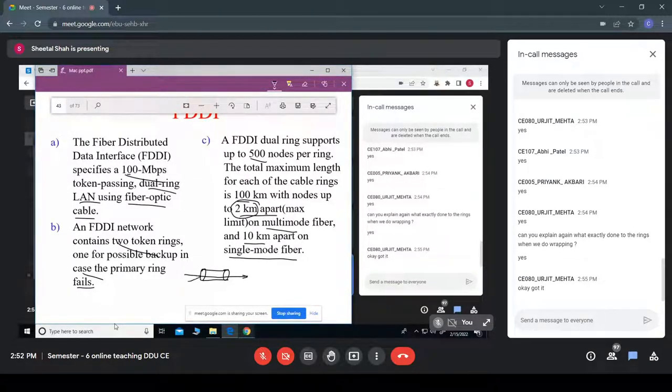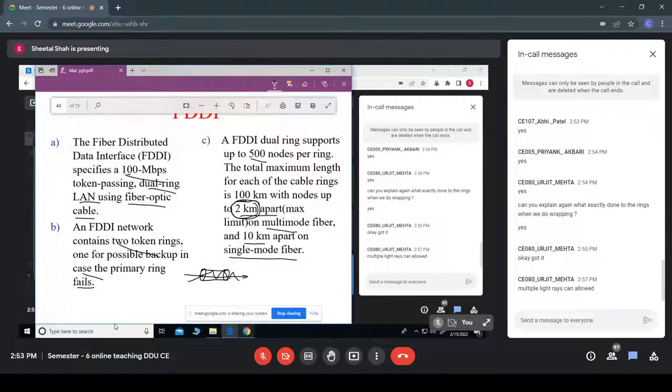Whereas in case of multimode fiber, there would be a total internal reflection, and hence the data travels a lot of distance, and hence it would be deteriorated. It depends upon the type of fiber you are using. Multiple light rays, it is the angle of incidence we are talking about.